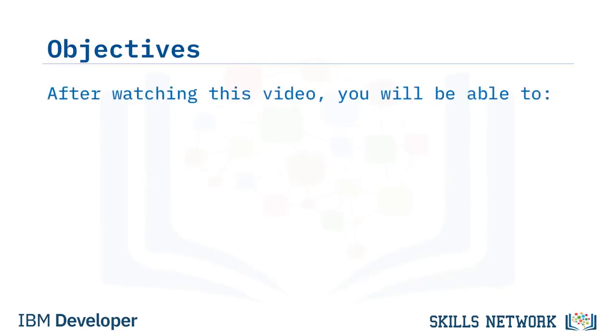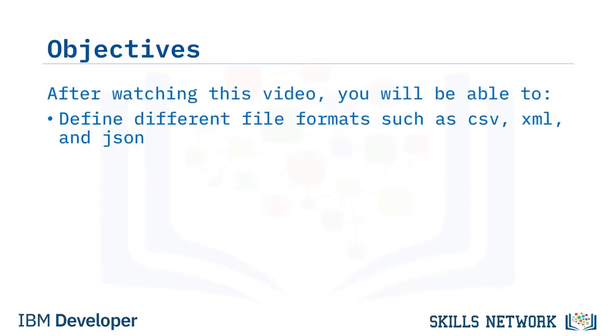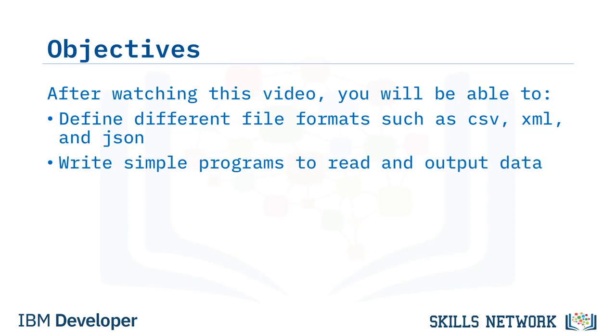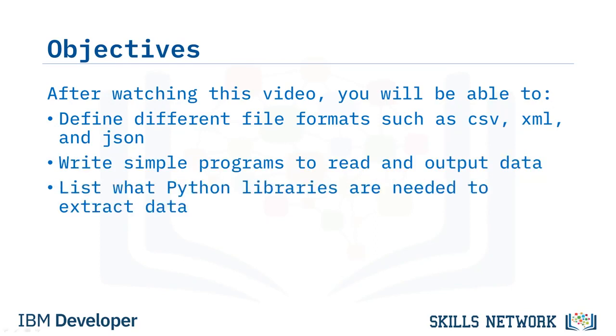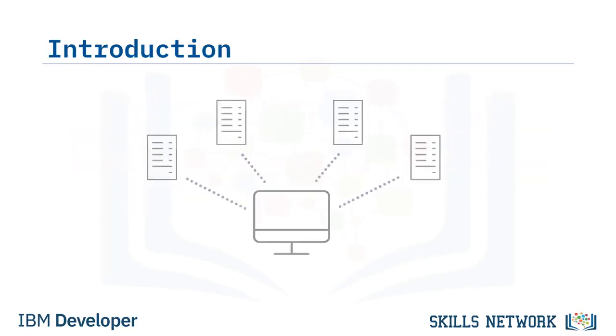After watching this video, you will be able to define different file formats such as CSV, XML, and JSON. Write simple programs to read and output data, and list what Python libraries are needed to extract data. When collecting data, you will find there are many different file formats that need to be collected or read in order to complete a data-driven story or analysis.